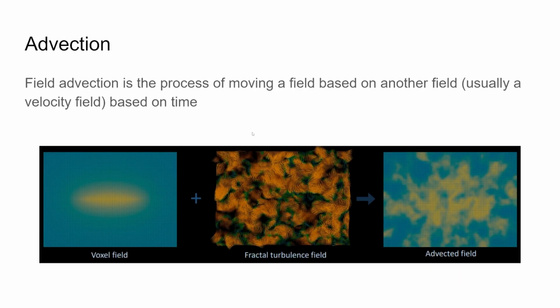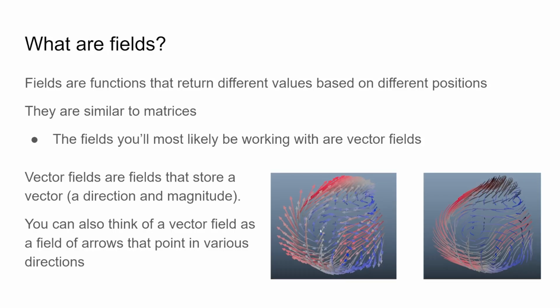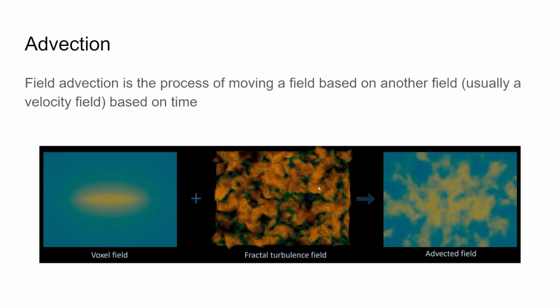So that leads me on to advection. Advection of a field is the process of moving a field based on another field based on time. So let's say I have a voxel field here. It's a field of voxels, which approximates my geometry. And I also have a turbulence field, which is a vector field that simulates turbulence. Remember in the previous slide, we have a bunch of these arrows pointing in different directions. Imagine each arrow as the direction of wind. This is what the turbulence field does, and it basically simulates real life wind.